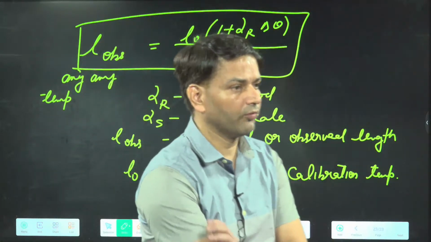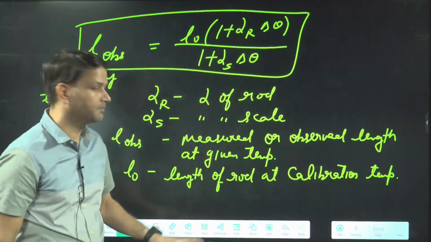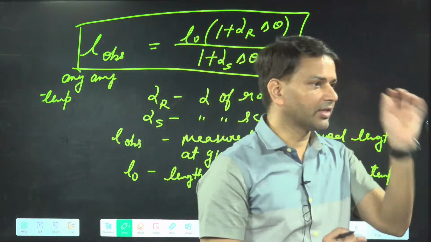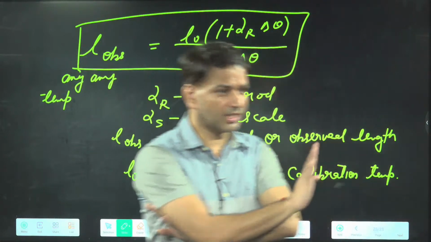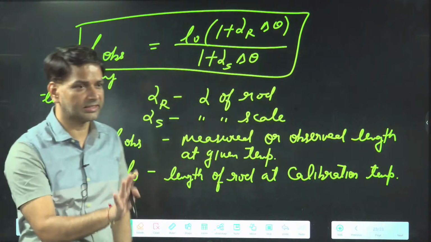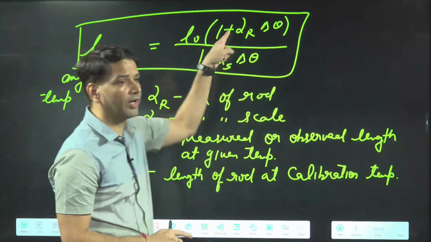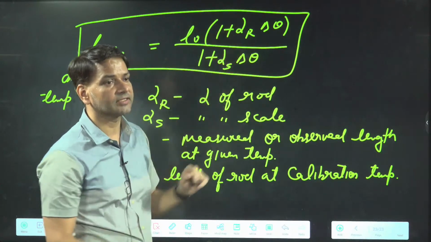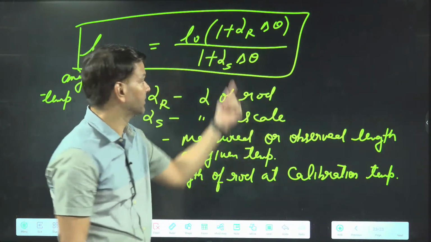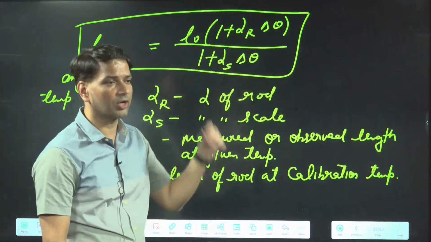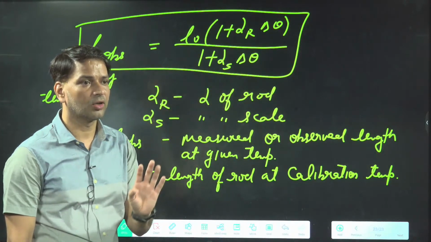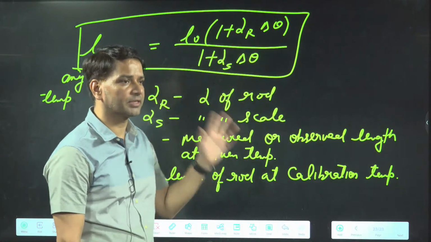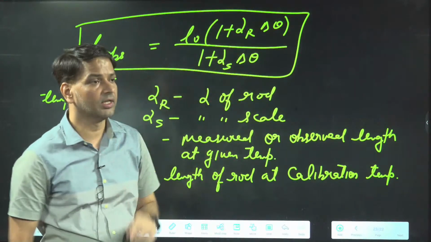Now I will explain how to use this formula. Suppose in the same problem they say don't consider the expansion in the rod. So alpha rod, what will you take? 0. If they say don't consider the expansion in the scale, then we take alpha scale as 0. According to that, we put the values. Got it or not? Temperature increase means delta theta you take positive. Temperature decrease means delta theta you take negative.